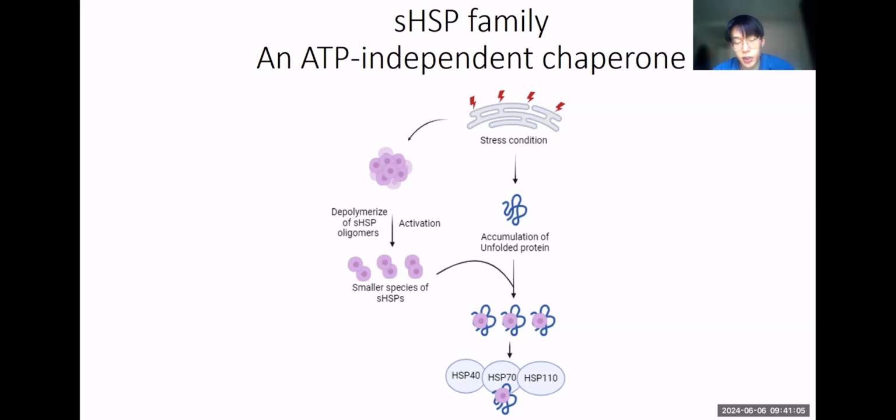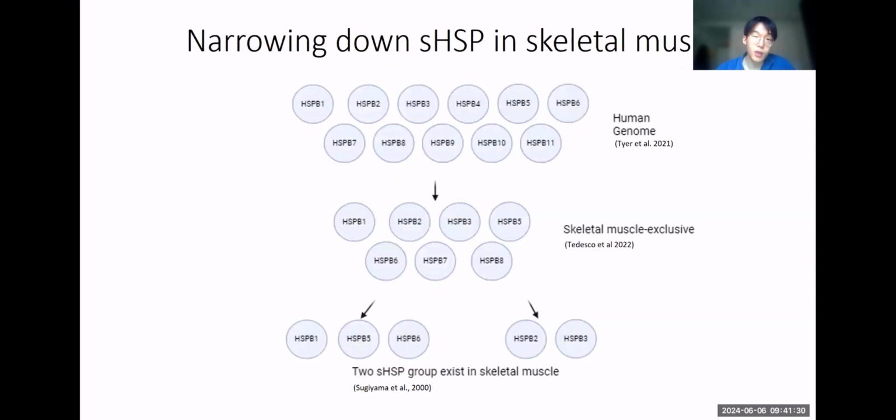So I'll explain it a bit later, but in general they form either homo-oligomers or hetero-oligomers, depending on which type of small heat shock protein they are. Then in general they try to hold the misfolded proteins and wait for the ATP-dependent chaperone heat shock protein family to come and deal with them. Now it will be more specific to skeletal muscles. From what we know in the literature, there are 11 small heat shock proteins in the human genome, and only 7 small heat shock proteins exist in skeletal muscles.